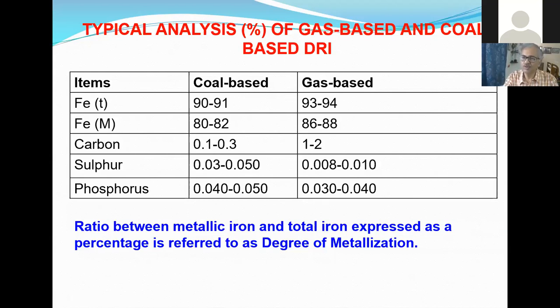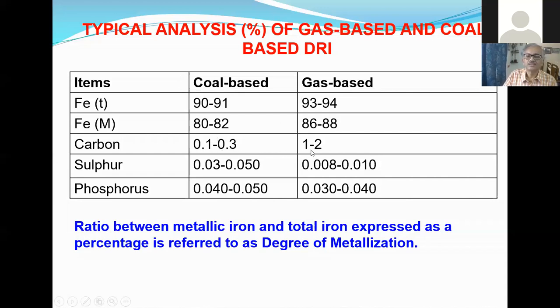If we have a bad raw material, obviously during the process a lot of liquid can form because of ash, and then that can hamper the gas passage and all these things. So the process kinetics will be hampered. And then the carbon percentage in the case of the coal-based is 0.1 to 0.3 because, as I said, the solid state diffusion is very less, and that's why the carbon percent is less.